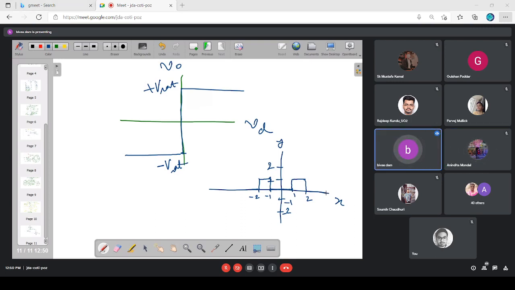Now you try to go for this given plot, the transfer characteristics here. You try to explain this one in the same line. So when VD is less than 0, it is minus VSAT, and when VD is greater than 0, it's plus VSAT. That's all. For positive VD, output is plus VSAT. For negative VD, output is minus VSAT.